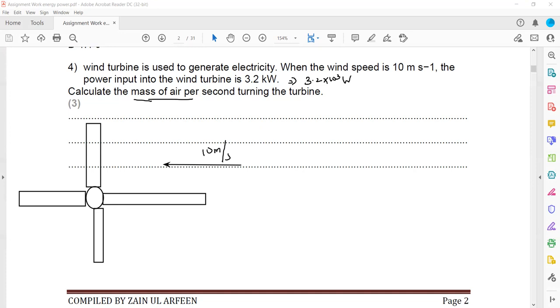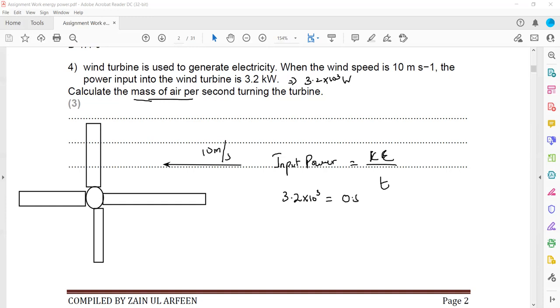We know that kinetic energy, basically, is the input energy, and what will be the input power? Power is equal to energy divided by time. In this case, the input energy is kinetic energy. So we can say input power is equal to kinetic energy divided by time. What is the input power? That is 3.2 kilowatts, so 3.2 × 10^3.